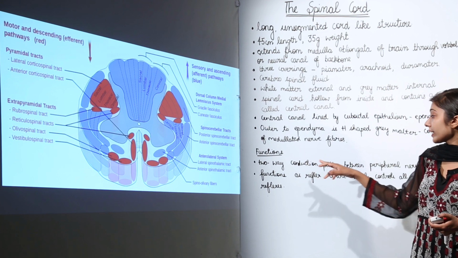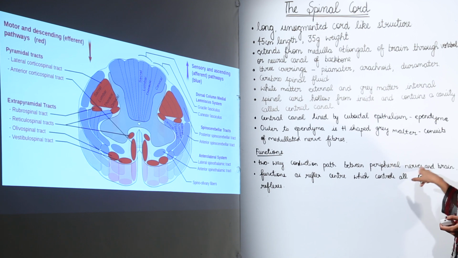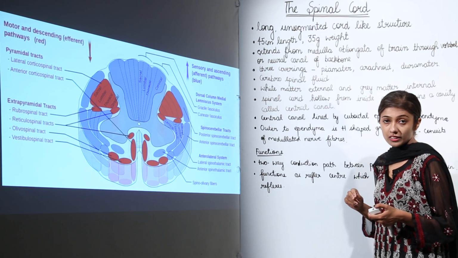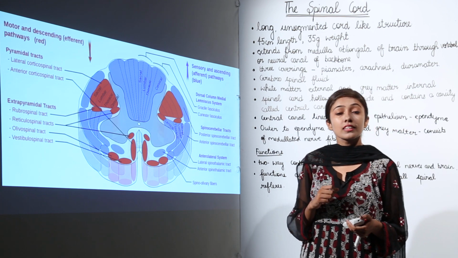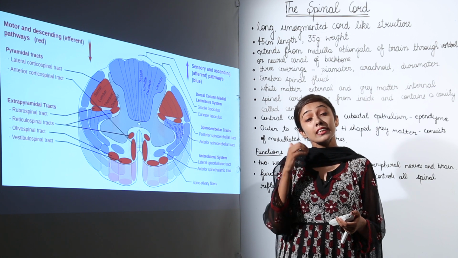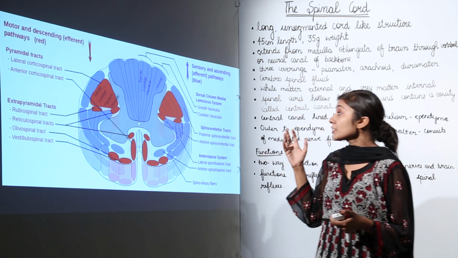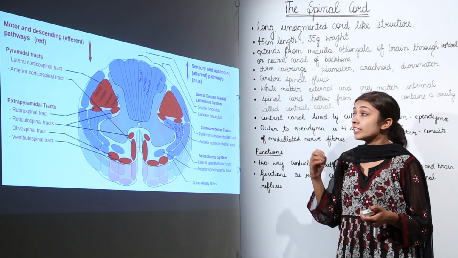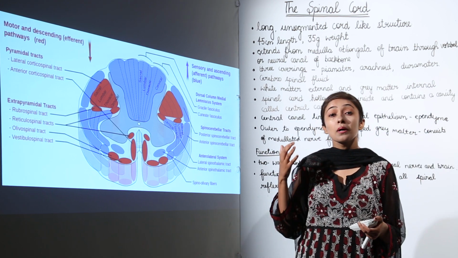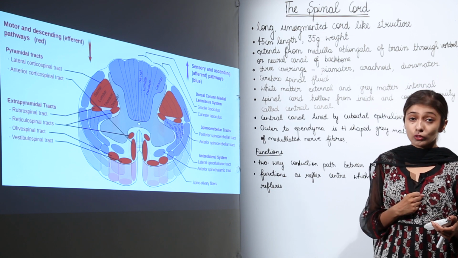There is two-way conduction path between peripheral nerves and brain because of the spinal cord. Now what is this two-way conduction path? Two-way conduction path consists of the ascending path and the descending path. In the ascending path, spinal cord takes the impulses up to the brain through the sensory nerves.